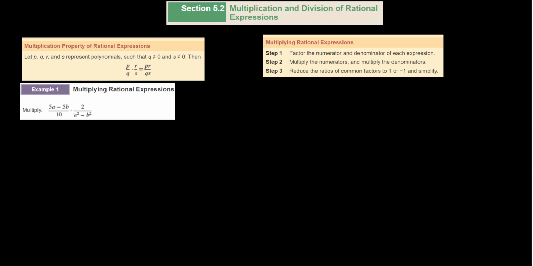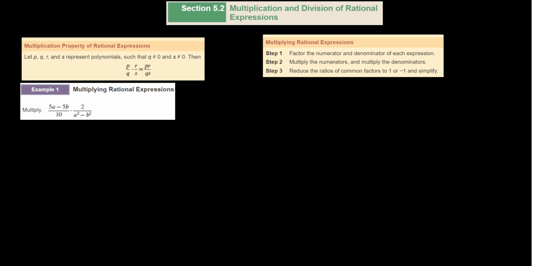Okay? And then multiplying rational expressions, step 1, step 2, step 3, we need to factor the numerator and denominator of each expression. Again, that is step number 1 of everything that you do in this class, the next class, the next class, the next class, everything. Until you get to the real world, and then you don't really factor anything. But for everything in college, you need to factor the numerator and the denominator every single time. Okay, and then we're going to multiply the numerators and multiply the denominators, and then we're going to reduce the ratio of common factors to 1 or -1 and simplify. What that means is basically just cancel things out. Okay, and of course we'll see that in this particular example.